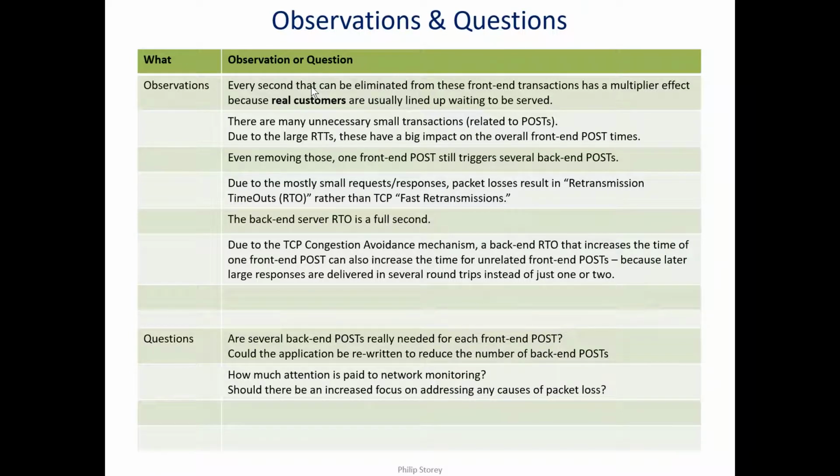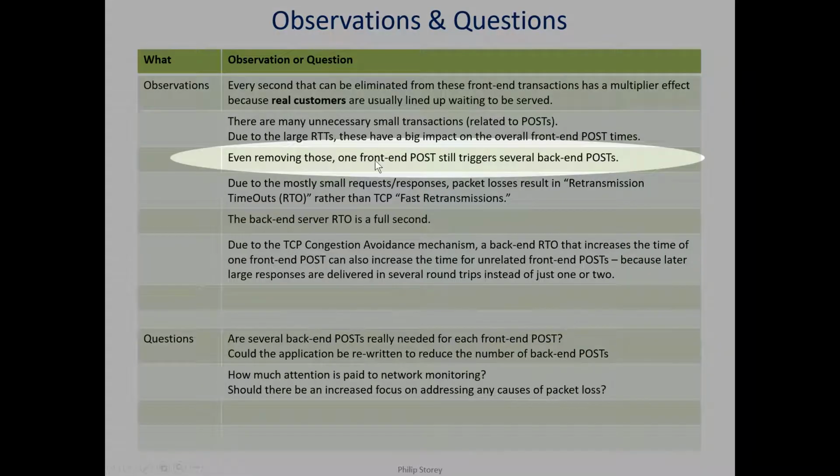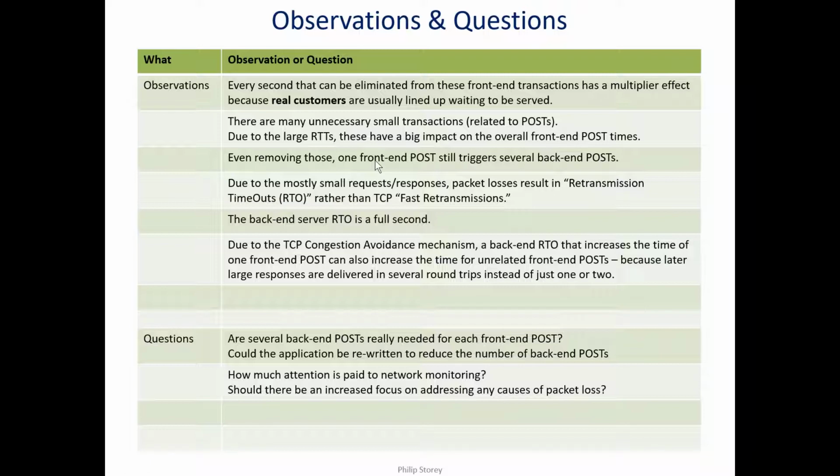And if you knock a second off every person, that turns into minutes of human time when you multiply that out. So the observation was there are many of these unnecessary small transactions, and they have a big impact on front end time because of the large round trips. But even though we get rid of those, one front end post still has several back end posts. So there could be an opportunity to reduce that by changing the code.